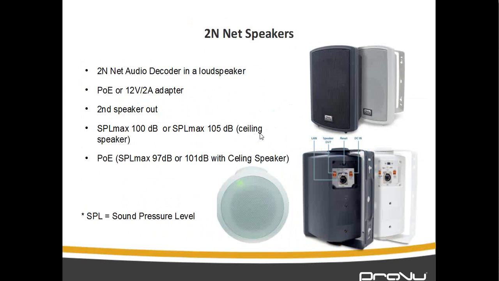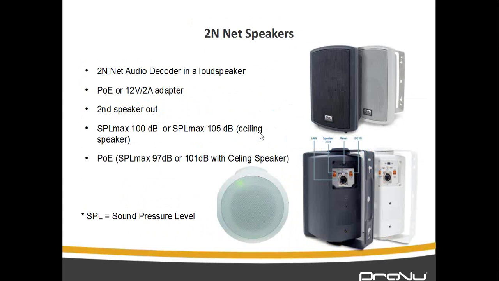The next one is a 2N Net Speaker. This is a full-blown speaker system. So if it's a fresh installation, then instead of going for a Net Audio Decoder, the blue box, you will probably go for this speaker system because it's got a built-in speaker and Net Audio Decoder installed inside it. It's a similar sort of thing, a PoE device, so it can be powered using PoE.